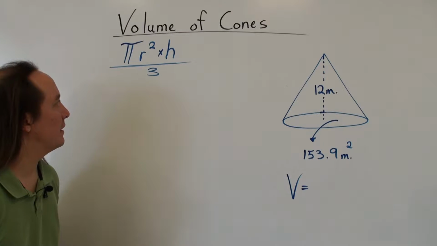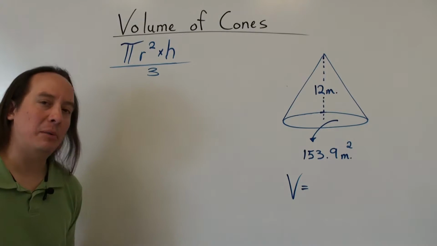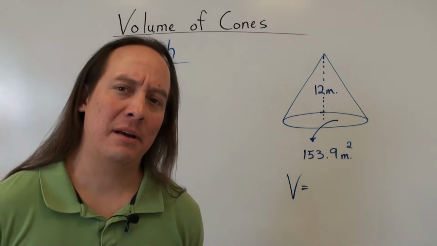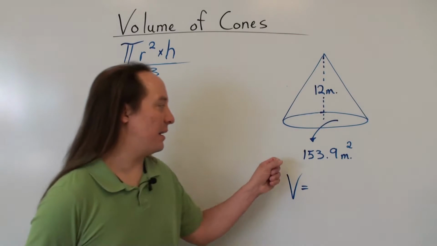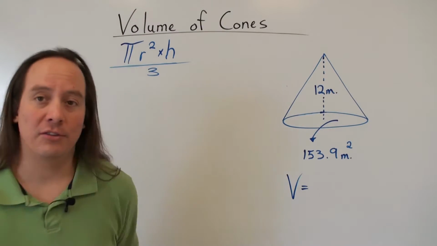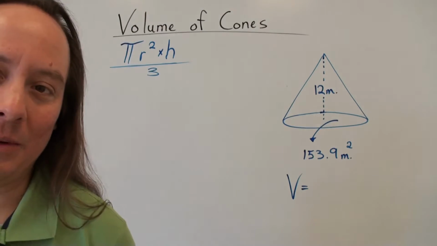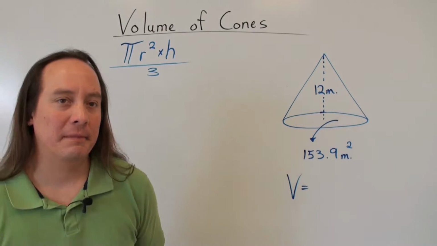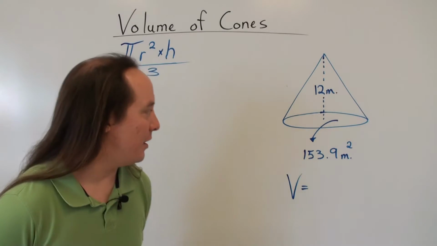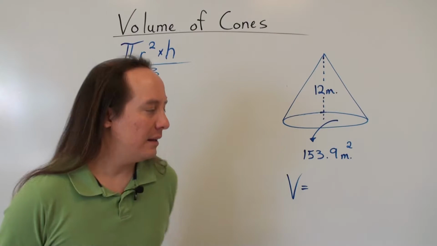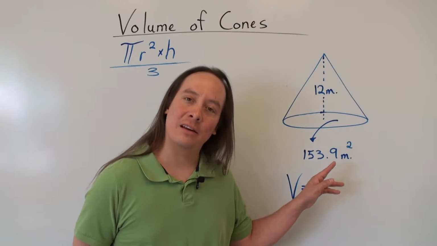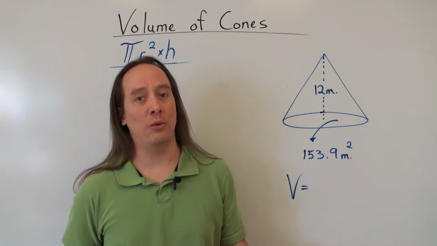Well, let's see here. They didn't give me radius, so how am I going to find the volume? Well, they did give me something else. They gave me this little piece of information, 153.9 meters squared. What does that represent? What's telling me, other than it being a number, what else is it telling me? It's telling me that it's area. And how do I know that? I know that because they're giving me meters squared, units squared.